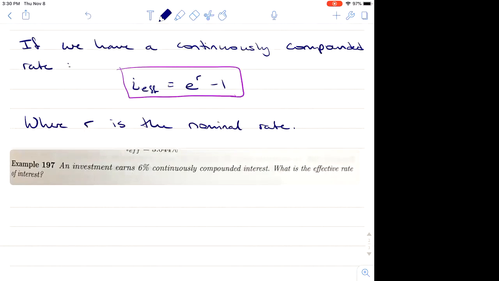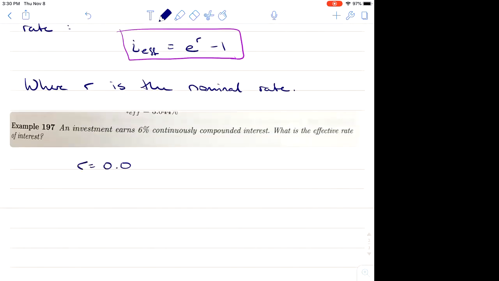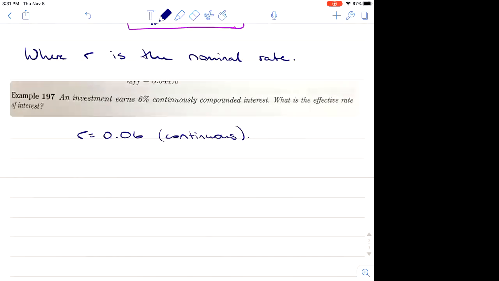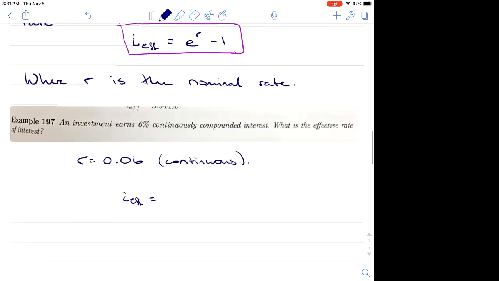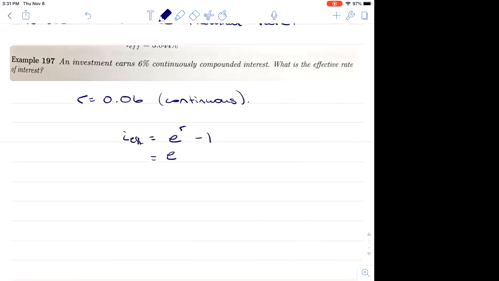An investment earns 6% continuously compounded interest. What is the effective rate of interest? So R is 0.06, and I'll just make a note here: continuous. So there is no F. The effective interest rate is e to the R minus 1. Nice, fun formula, really quick. e to the 0.06 minus 1.